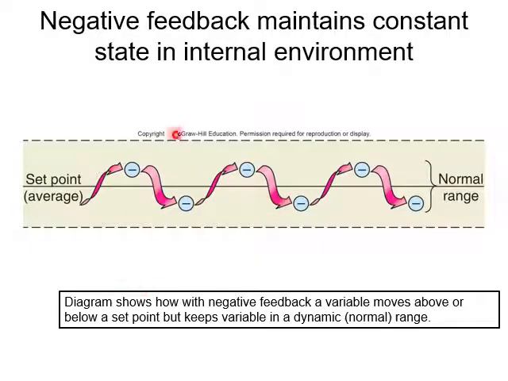So we can see how this would take place in a certain variable. Say, here's our set point for our blood pressure, 120/80, our average. Okay, and remember, homeostasis is not a set point. It's not one flat line. It vacillates within this range.